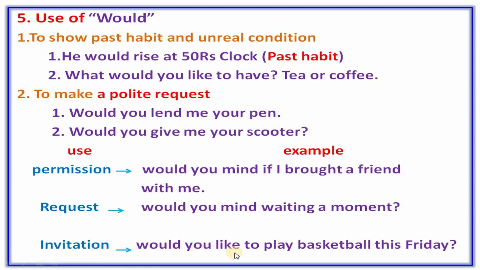Invitation: would you like to play? Would you like to play basketball this Friday? So these are the examples for invitation. Invitation means inviting a person for playing. Here he requests the person to wait, and here the permission is to call his friend.